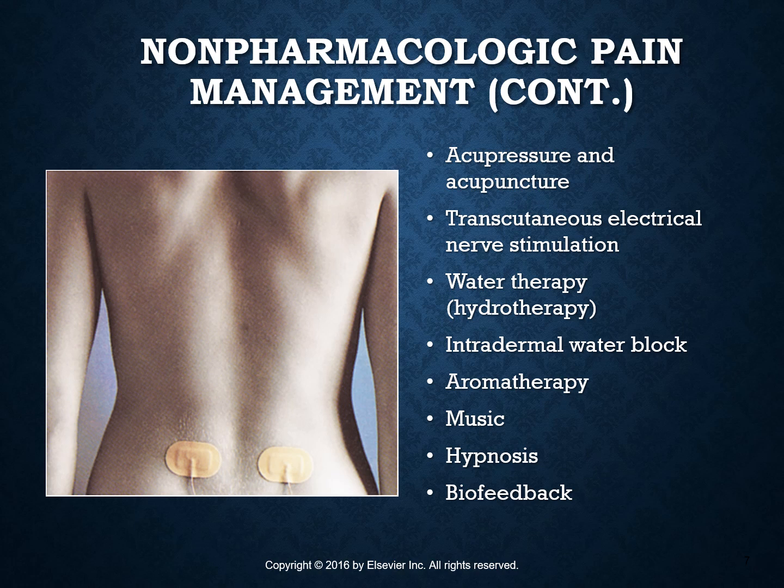So soaking in the bath, or a warm shower, or even just running warm water over their belly. Intradermal water block is also known as a sterile water papule injection, where there are 4 points on the patient's lower back where we inject sterile saline just under the skin, and that's thought to help with back labor. Aromatherapy is another one where they may use essential oils to help them relax. Music, hypnosis, and biofeedback are other methods that women may include.